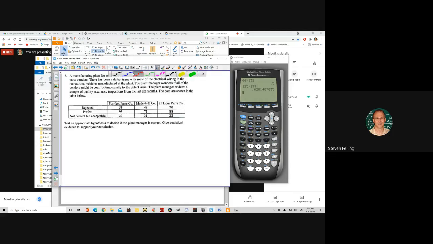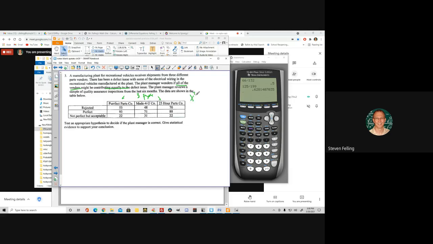So the plant manager is wondering if all vendors are contributing equally. In other words, if the percentage of defects is the same across all the vendors. So this would definitely be 3 separate samples here, right? One from each of the vendors, looking at how many parts were rejected and how many were perfect and how many were not perfect but acceptable. So it looks like in each vendor, I've got parts that are perfect, parts that aren't great but we can still use them, and parts that we had to reject. And we want to know if these percentages are the same across the 3 vendors.